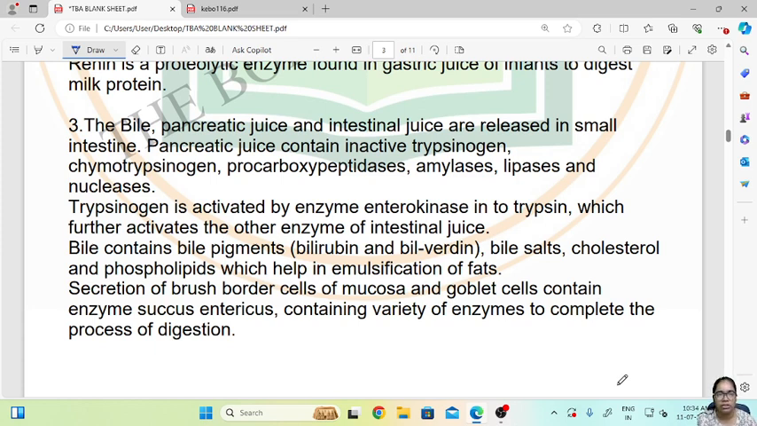the process of digestion. So here the three main glands, the liver will secrete bile, the pancreas will secrete pancreatic juices, and the intestine will secrete intestinal juices, which will act upon the food in the small intestine, and the enzymes released by these organs will help in the digestion of the nutrients which are present in the food that we eat.